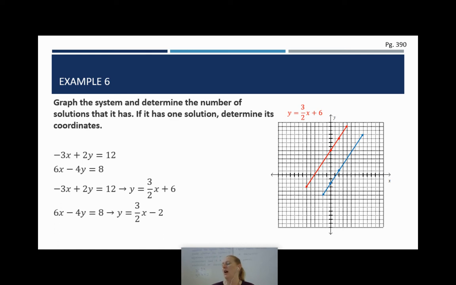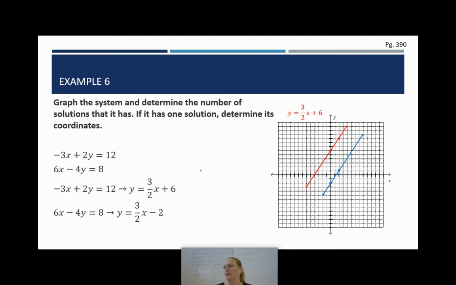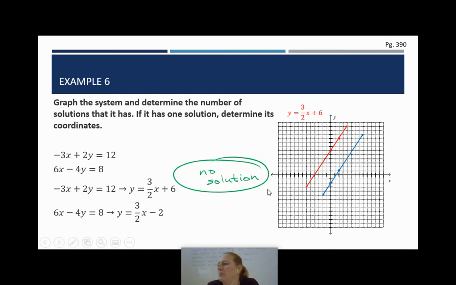Oh my gosh. Guys, they're parallel. They don't intersect. There's no solution. Boo. Fine, be that way. I see how it is.